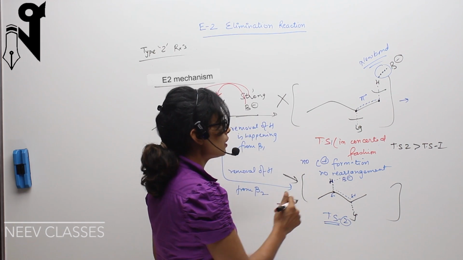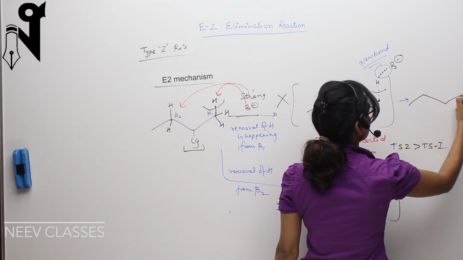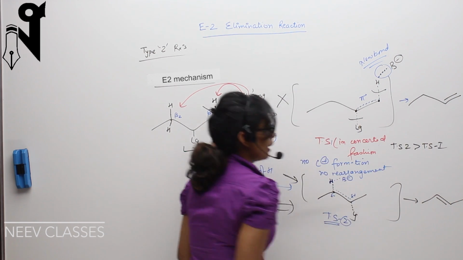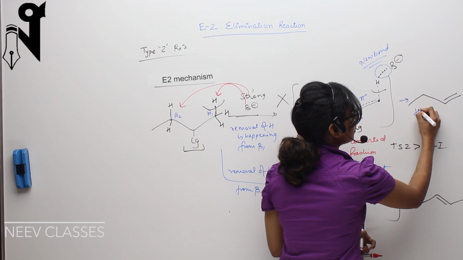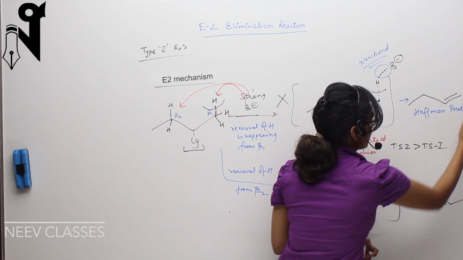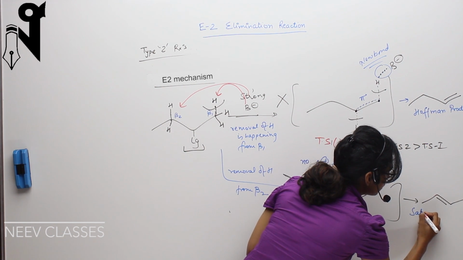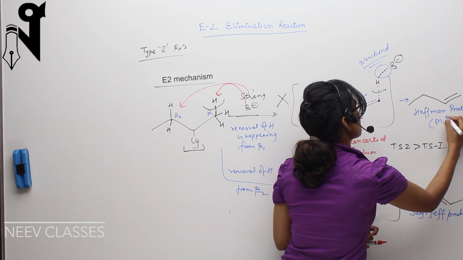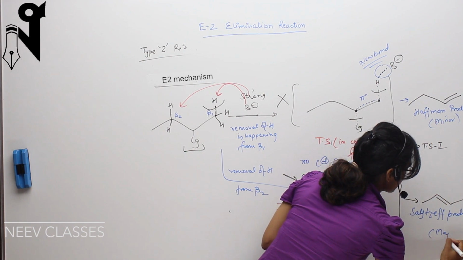So the products formed after this will be this and this, and this is going to be the Hofmann product. This is going to be the Saytzeff product. This is going to be in minor quantities and this is going to be in major quantities.